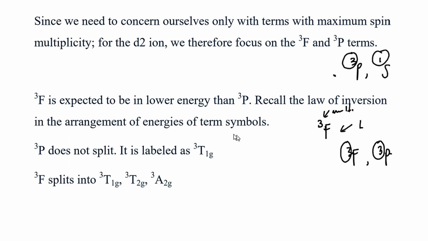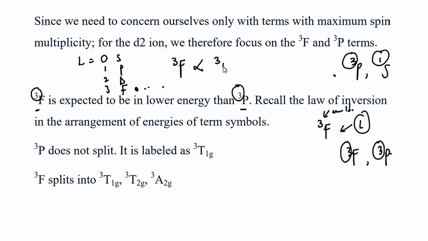In the case of 3P and 3F, it's expected that 3F should have the lower energy, because in this case we are dealing with the L value. They both have the same multiplicity, the same spin. The L value equals 0, 1, 2, 3, so this is S, P, D, and F. This one has higher L value, so therefore it has the lower energy. So we can see that 3F has lower energy than 3P.